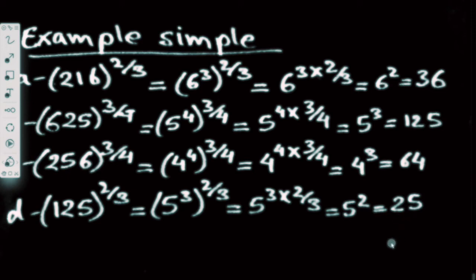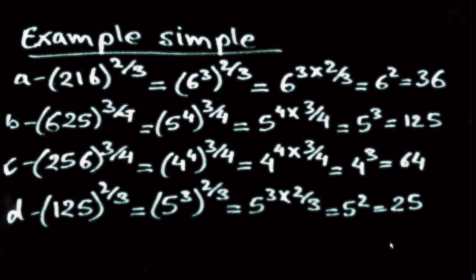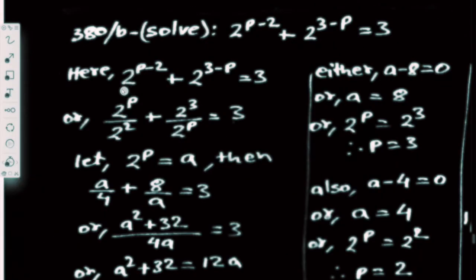In this way, some of the rules have been completed. Now we come to some of the problems of indices. It may be simplification, solution, or equation finding. Here is problem number 380B. Solve the given equation. From the equation we have to find the value of the unknown factor. Our equation is 2 power p minus 2 plus 2 power 3 minus p equals 3. Here the unknown factor is p, and we have to find the value of p. Let's see how to get the value of p.